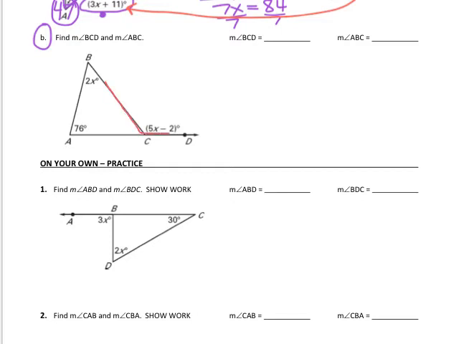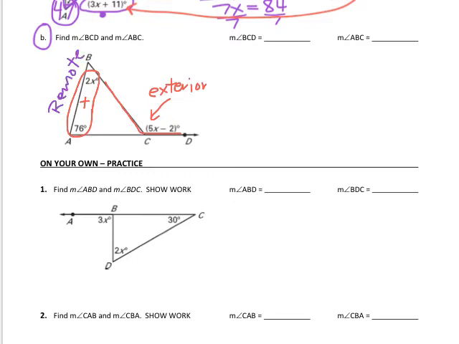BCD is this angle right here, and notice that it is an exterior angle. Okay, so exterior angles, we have a special theorem for that. This angle here has to equal the sum of these 2 angles. These angles over here we would call the remote angles or the non-adjacent angles.